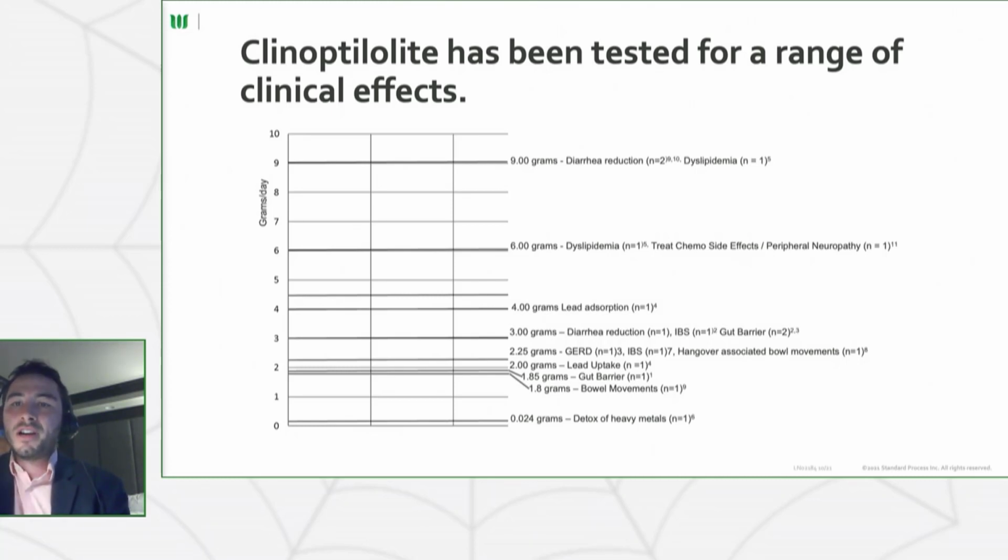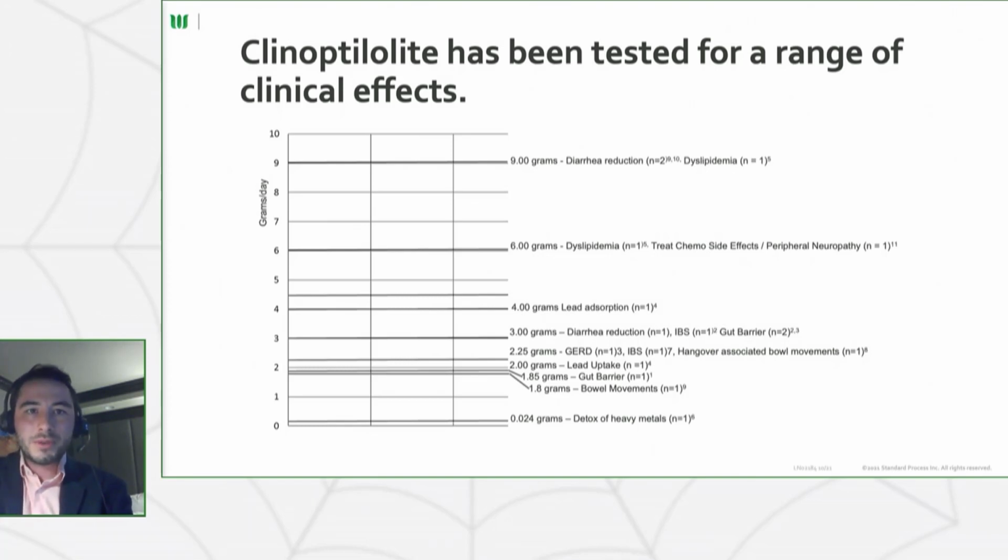You see some of the dyslipidemia treatments that it's been used for occur at 9 and 6 grams, so a few of those higher dosages, but then clinoptilolite's been tested at very low dosages for heavy metal removal, down to as low as 0.24 grams per day. Then moving up higher, as low as 1.8 grams per day have been used to reduce excessive bowel movements and help with loose stools. Then you start seeing gut barrier benefits at about 1.85 grams per day. And then a very, very unique study at about 2 grams per day of lead uptake.